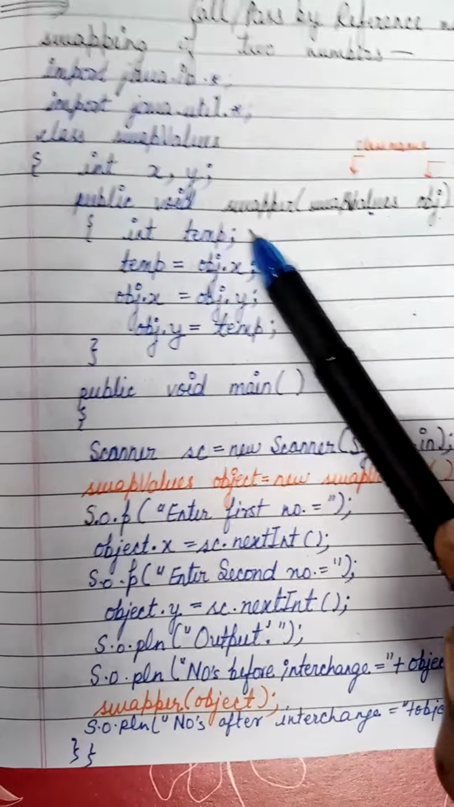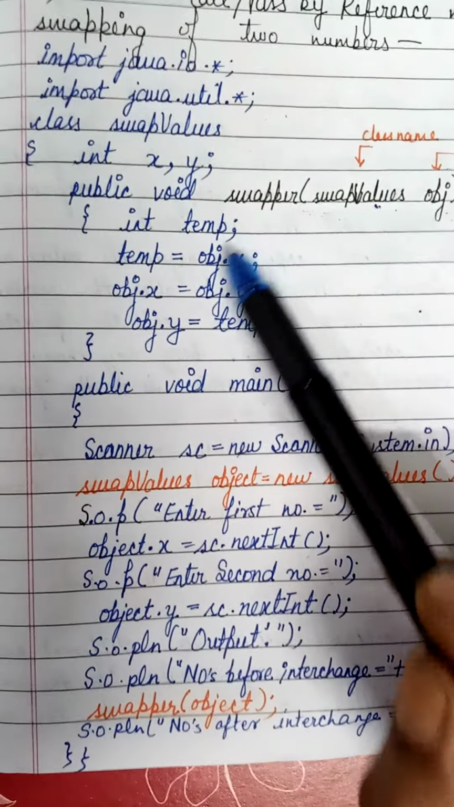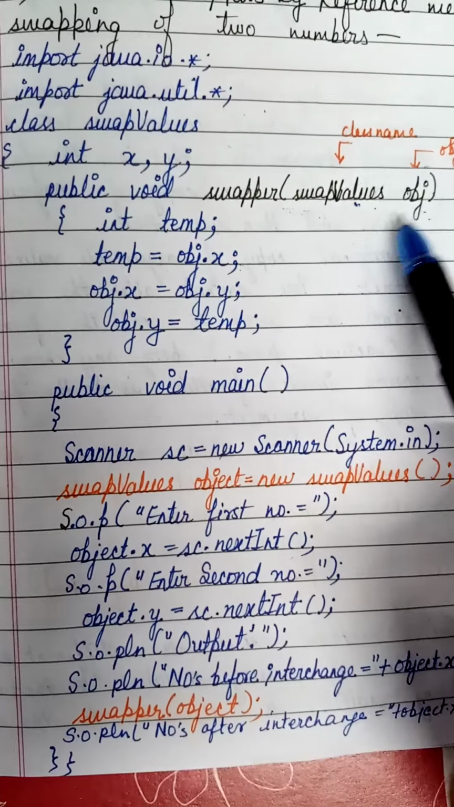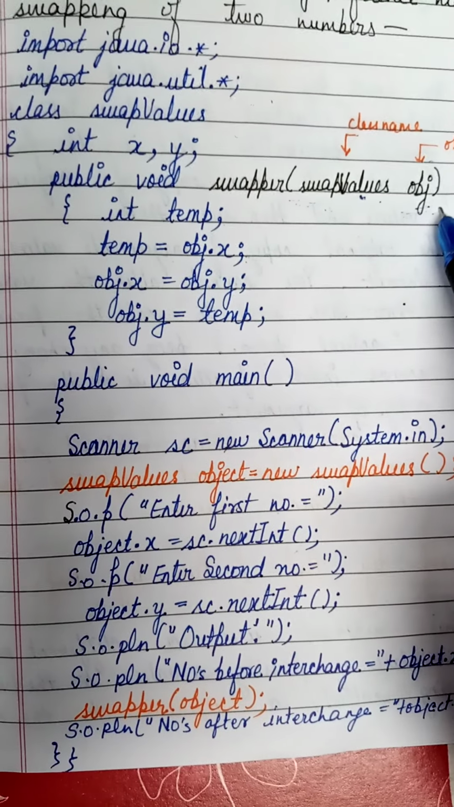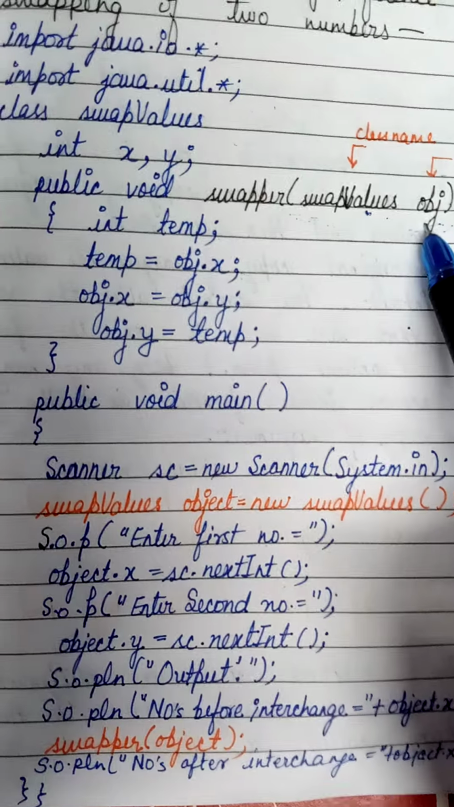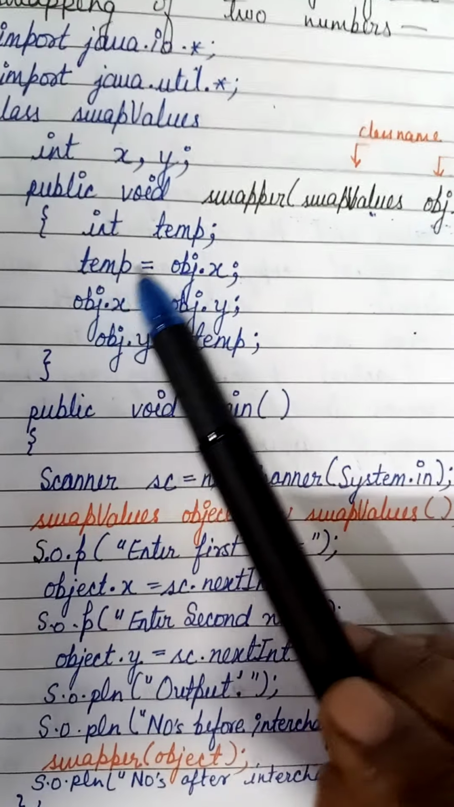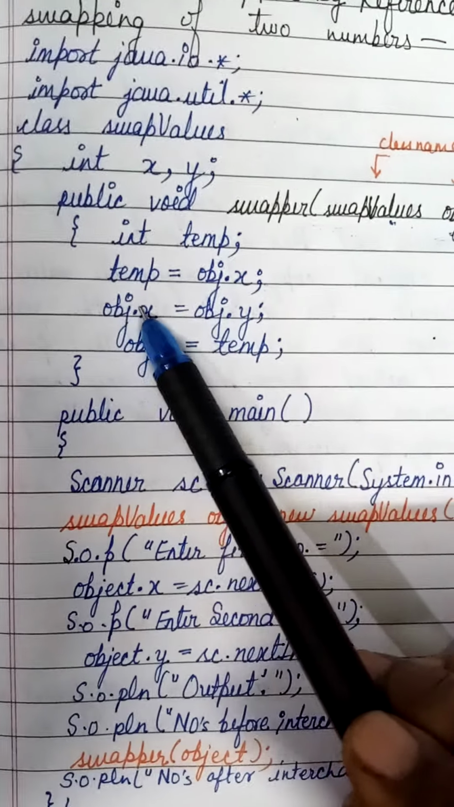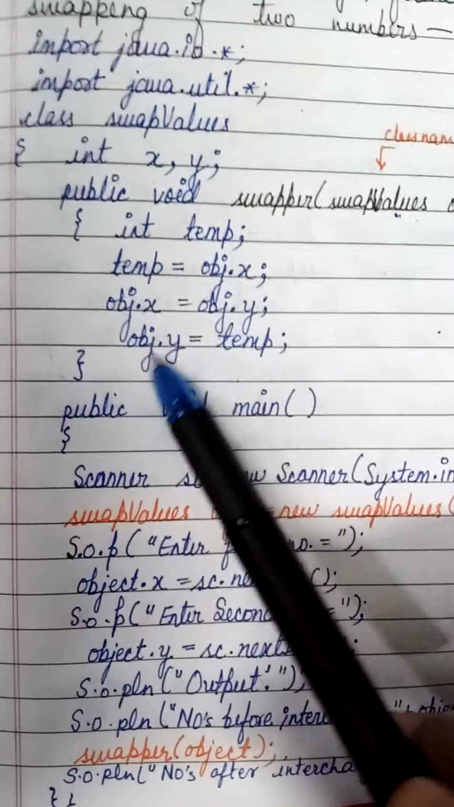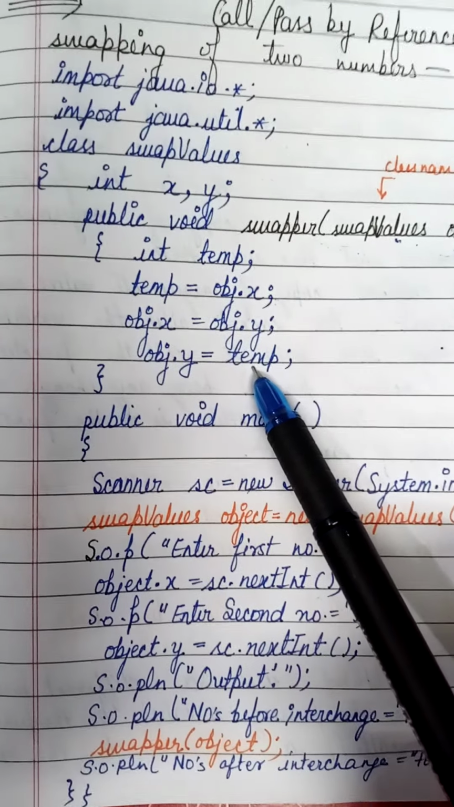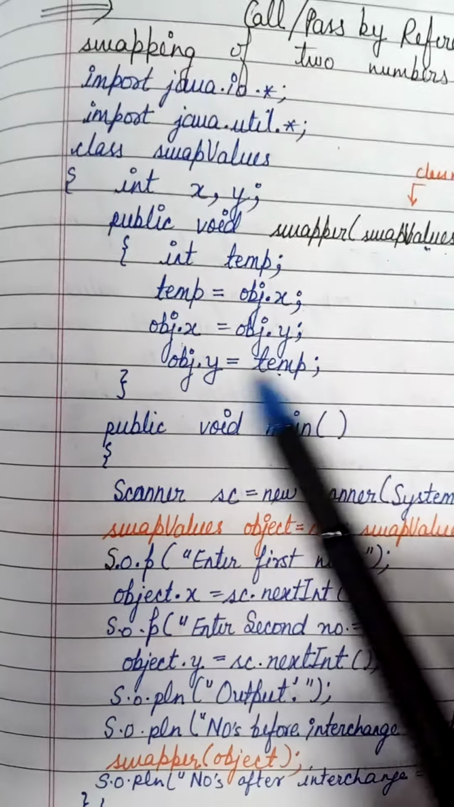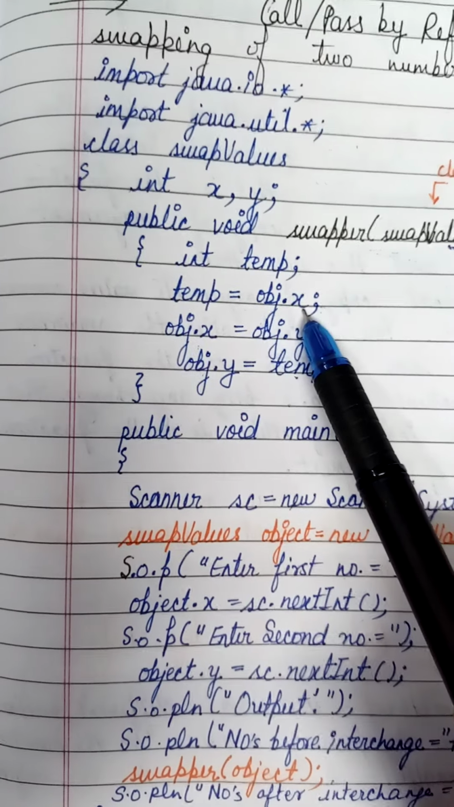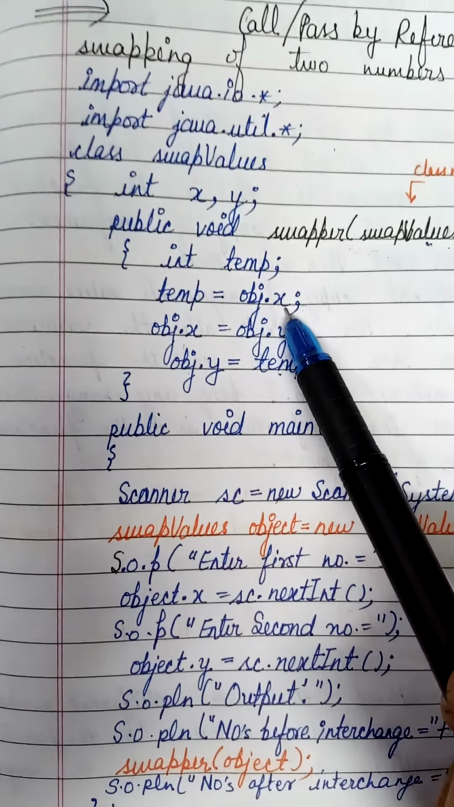Then the coding will be the same, but the difference is that now we are not working with x or y, we are working with obj, the reference. Whatever we are receiving within obj, we are receiving the reference within obj. So temp equals obj.x, obj.x equals obj.y, obj.y equals temp. The only difference is we are not writing x or y, a or b. We are working with the actual parameters, the actual variables for x and y.